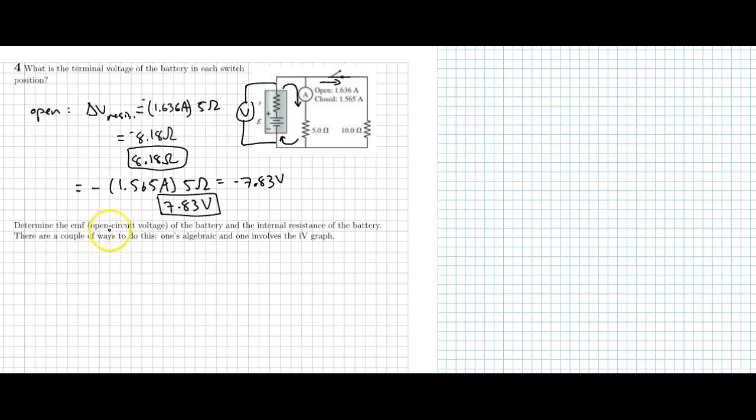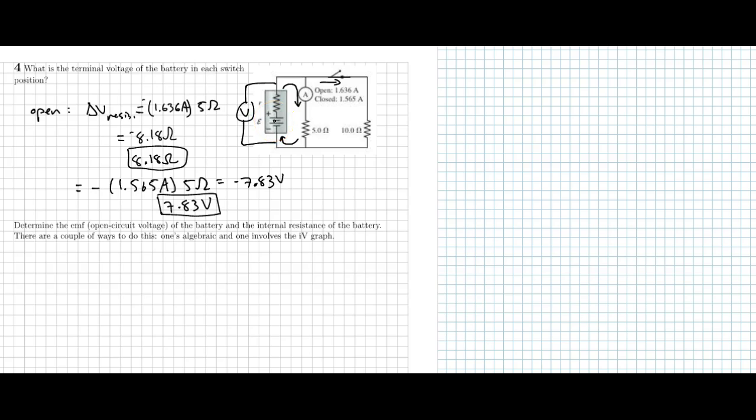Okay, we want the EMF, that's this voltage here, the open circuit voltage. By open circuit, we don't mean the switch being open, I mean when there's nothing in the circuit. So you put meter leads over it, there's no current flowing through here, so that's the voltage that we get. And the internal resistance of the battery.